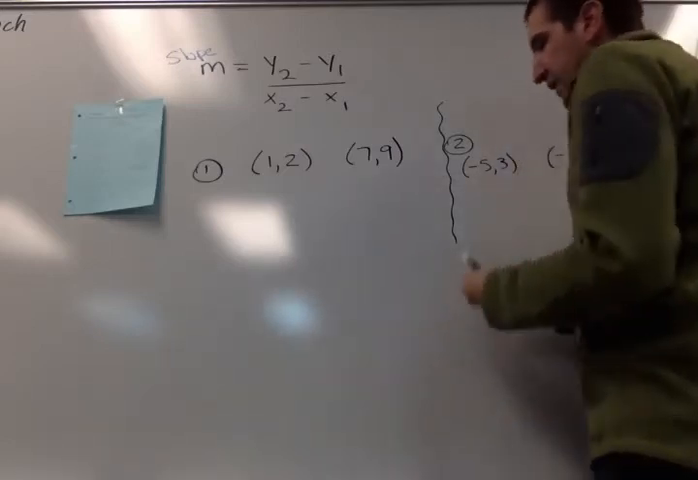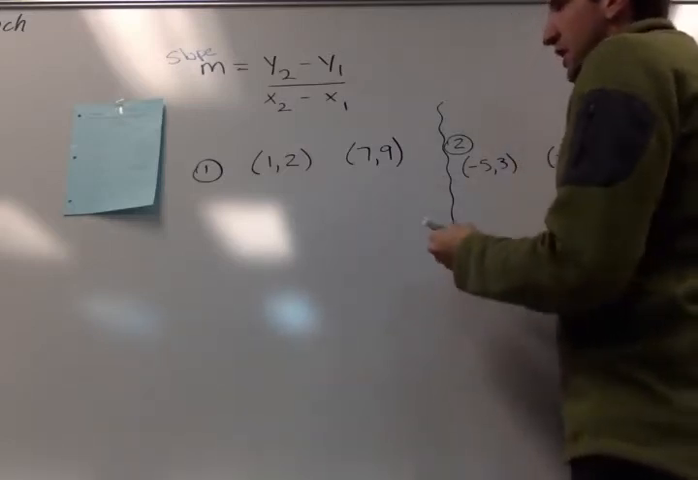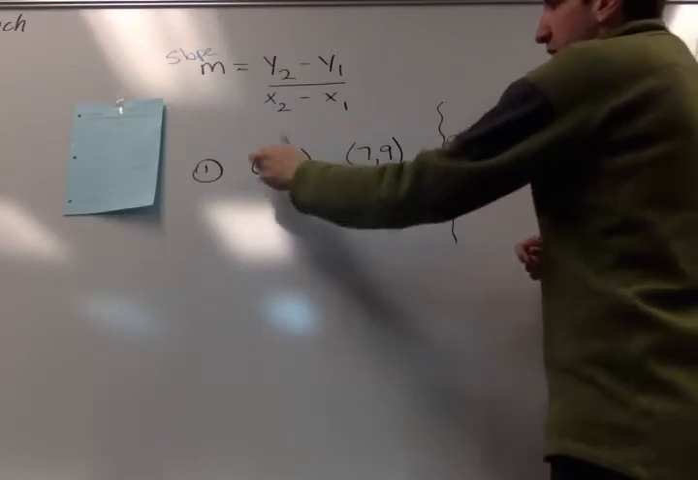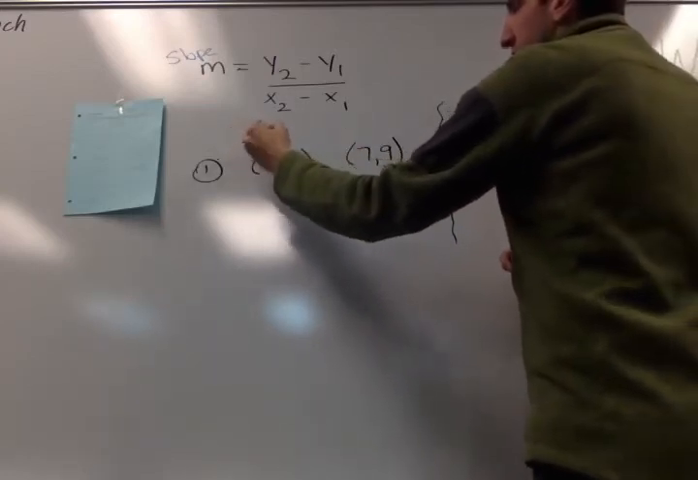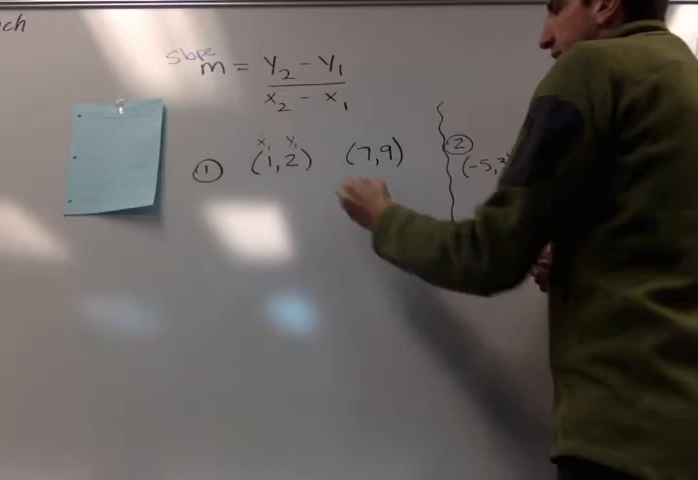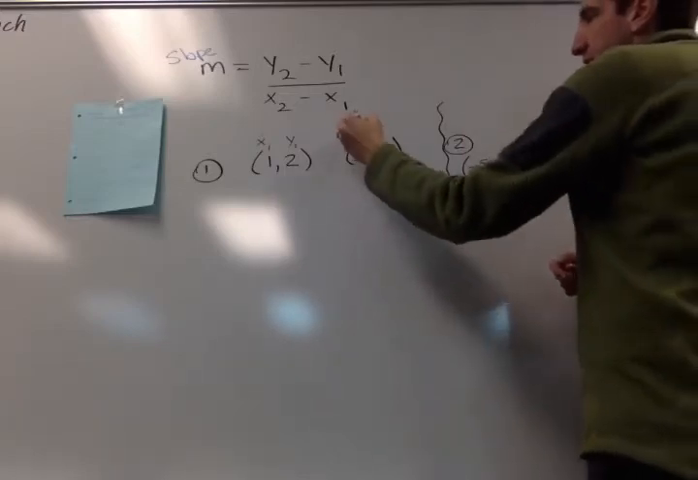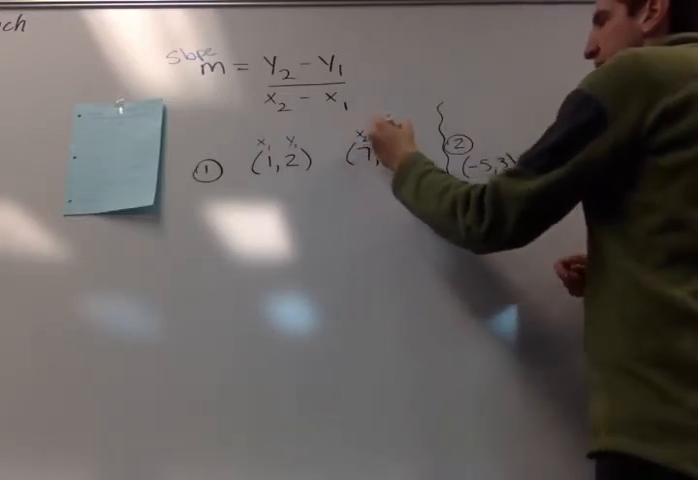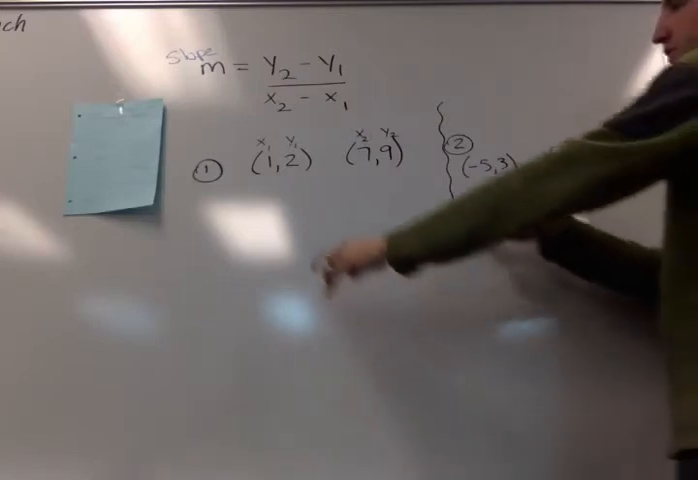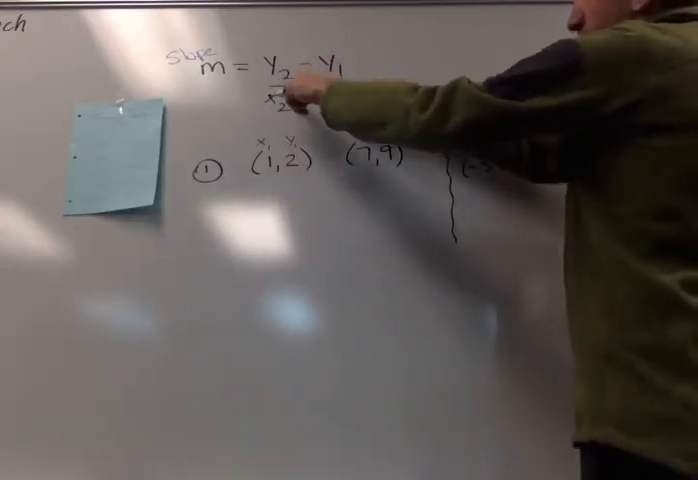And so we could label the first coordinate on number 1 as we calculate the slope. We can label this x1, y1. And we could label 7, 9, x2, y2. Now we just have to group those numbers correctly into our slope formula.